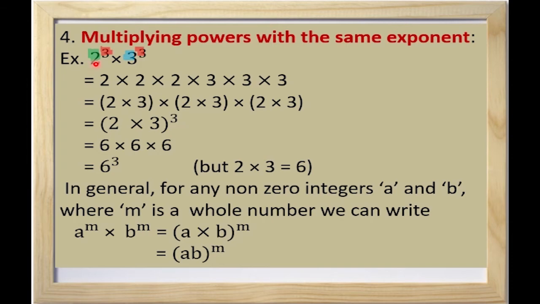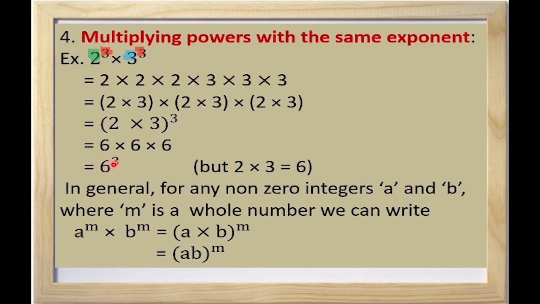Now children, I can write 2 raised to the power of 3 as 2 into 2 into 2, and 3 raised to the power of 3 as 3 into 3 into 3. Yes. Now I'm going to make sets of 2 and 3. That is 2 into 3 into 2 into 3 into 2 into 3. Is it clear? How many sets are there? There are 3. So I can write this as 2 into 3, the whole thing raised to the power of 3. But what is 2 into 3? 2 into 3 is equal to 6. 6 into 6 into 6. That is 6 raised to the power of 3.